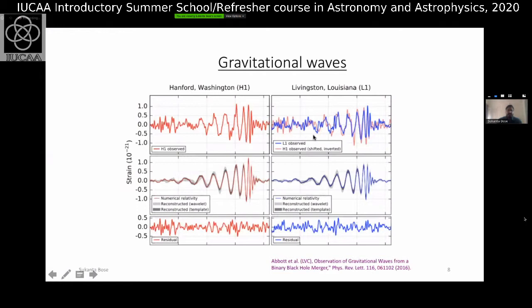These are the gravitational waves in the two detectors, Hanford and Livingston. On the right panel, we show the wave in Livingston in blue. The red waveform is the Hanford waveform, shifted in time because there was about a 7 millisecond travel time.